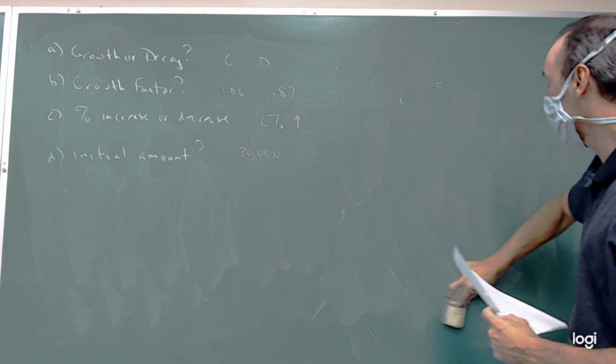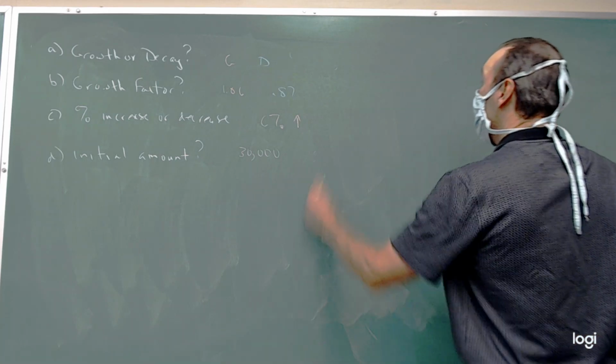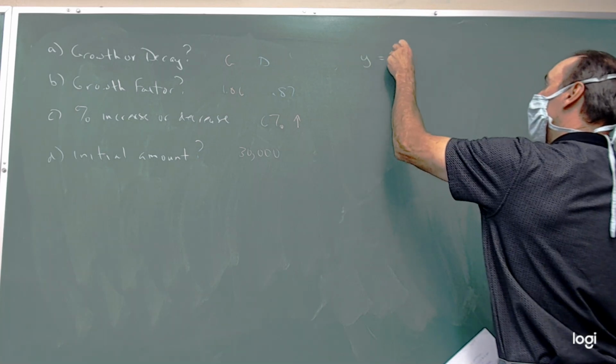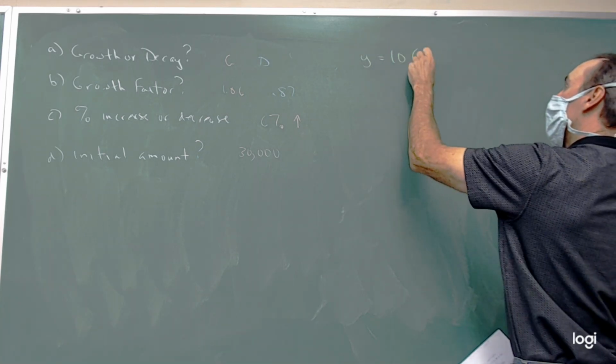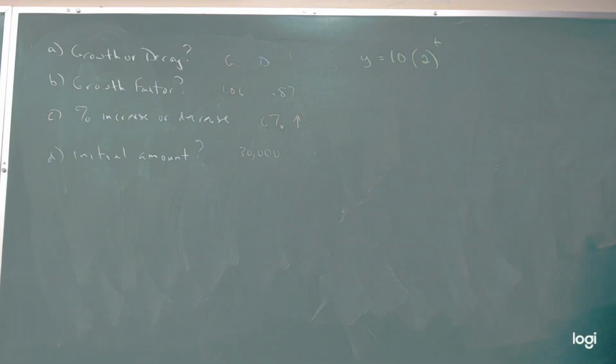Same questions. Let's say we've got y equals 10 times 2 to the t. So growth or decay, what's the growth factor? What's the percent increase or decrease? What's the initial amount?